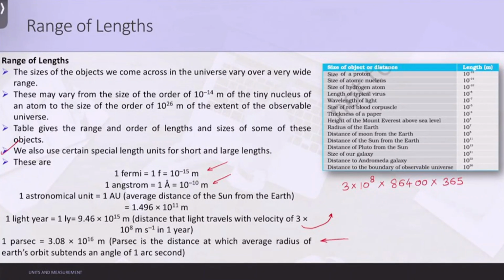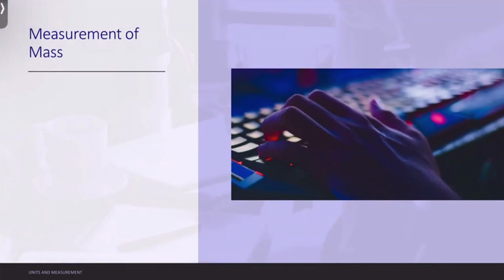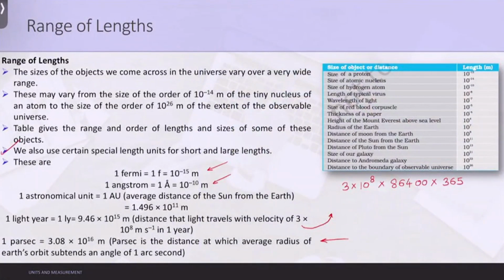Fine. So those are the ranges of length which I needed to cover. This was just for reference, but the concluding part is that you should remember what is one Fermi, what is one angstrom, what is one astronomical unit, what is one light year, and what is one parsec. Just these are some of the things which you need to remember. Okay, fine. Let's move on then.